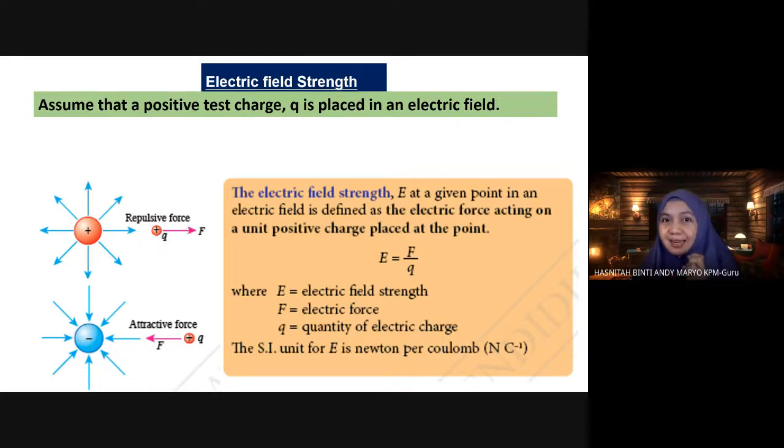So do you understand what electric force exists here that acts on a charge which is placed in an electric field? Are you clear with this, students? Can you follow me? Okay.